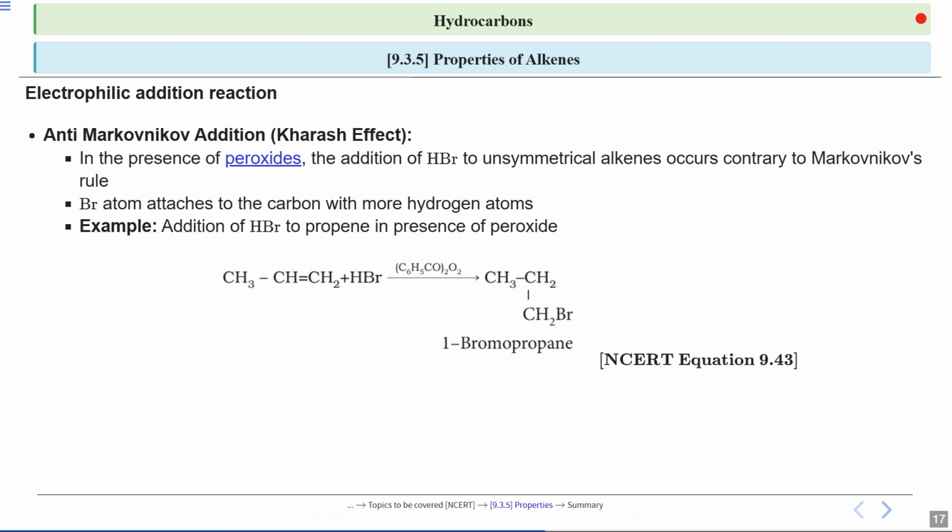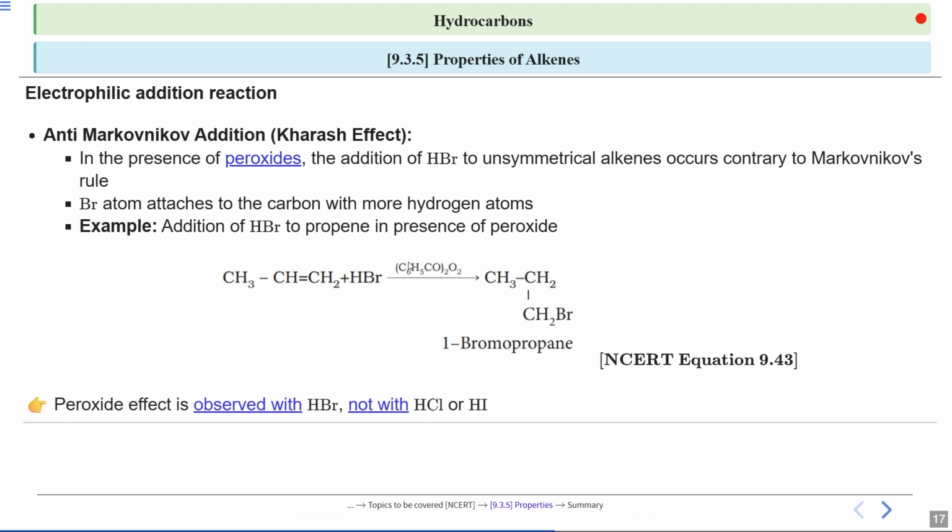Let me take an example. Suppose we are taking the addition of HBr to propene. But what is the way to do it? I said it, you have to use the peroxide. What is the peroxide that is used here? It is benzoyl peroxide. You can see it is (C6H5COO)2, that is, C6H5COO whole twice, with the O2 linkage. So this is your peroxide, and in the presence of this peroxide, your Br is getting added onto the last carbon. So here we are getting 1-bromopropane as the major product rather than 2-bromopropane, which was seen in the case of Markovnikov addition. This is a very important distinction which you should notice.